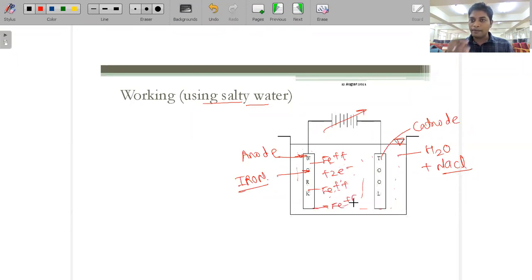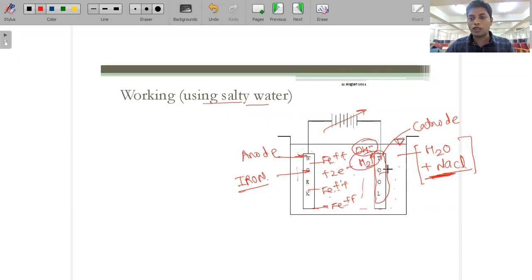Okay, now the same concept of electrolysis: before releasing the negative ions from the tool side, the electrolyte should start releasing its own negative ions. So if we are talking about H2O, then that will release OH minus ions and H2 gas.